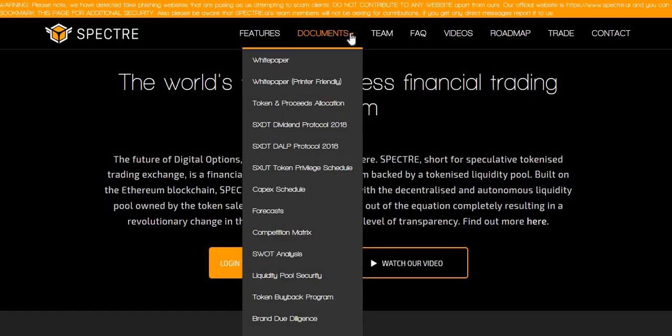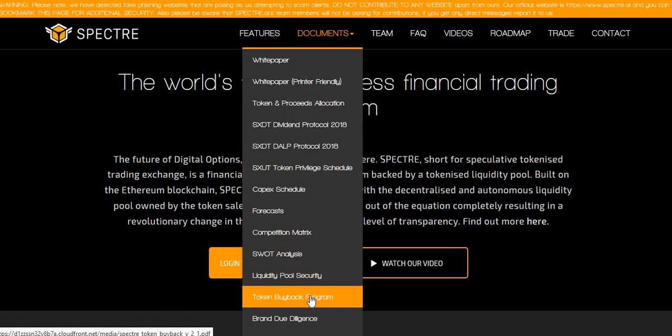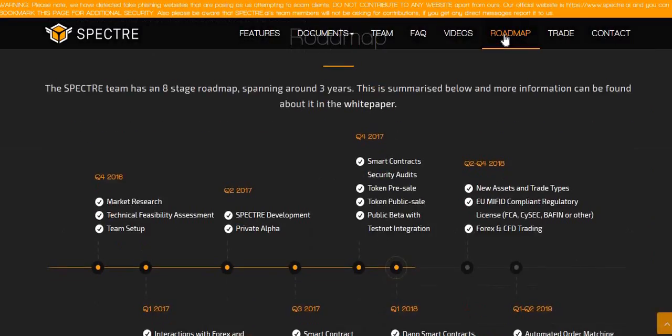So today I'm going to have a quick look at a couple of the documents. So you can come to spectre.ai. Click on Documents, you'll get this drop down, and I'm going to have a look at the SXUT token privilege schedule, and then also a quick look at the token buyback program. I will have a quick look at the roadmap, and this is why I'm doing the video now.